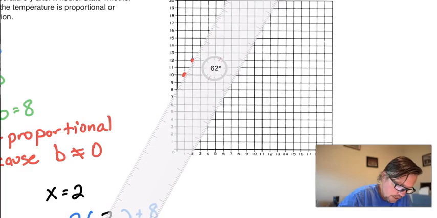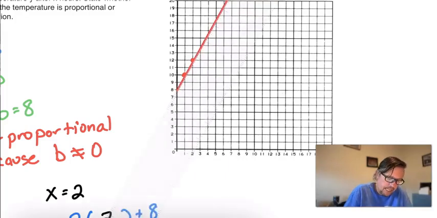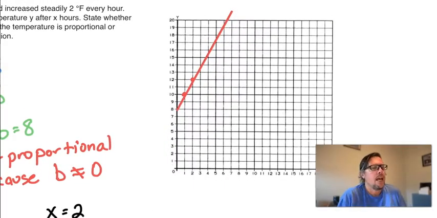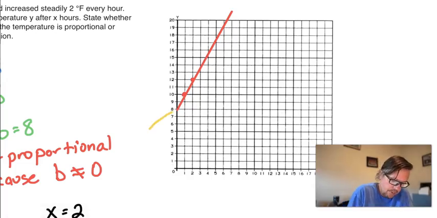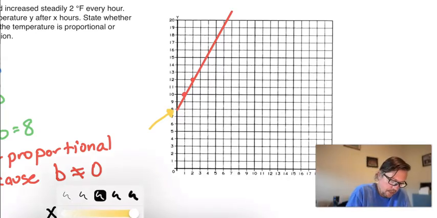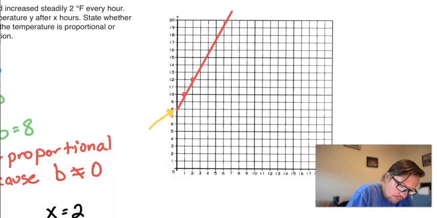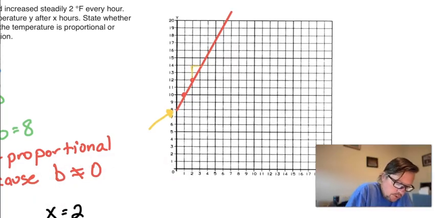So let's go ahead and connect these as best we can. There we go. Looks pretty good. And there's our graphed line. And I can see, as expected, that this has a y-intercept of 8 as well. We knew that it would because our b value was 8. And if I count rise over run, it should be up 2 and over 1, up 2 and over 1, and it sure is. So I've got a slope of 2 in there as well.